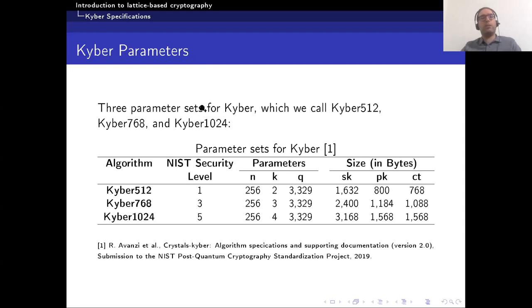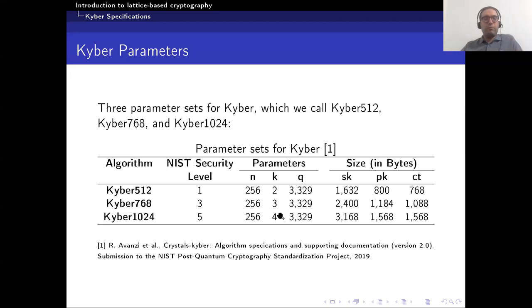Okay, so for Kyber, as we can see here, we have different types called Kyber 512, Kyber 768, and Kyber 1024, which can provide different security levels based on the NIST definition. In these algorithms, we have exactly the same computation which we reviewed for small values of N, K, and Q. In Kyber, N is equal to 256, K is equal to 2 for the first security level, and if we increase the value of K, we can provide more security.